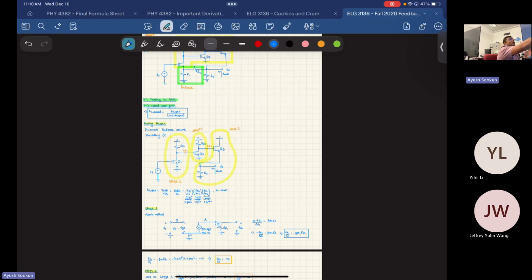Yeah. You do the equivalent impedance of this, and then it just makes it longer. Yeah. So it's like, use your weapons, whatever you have.